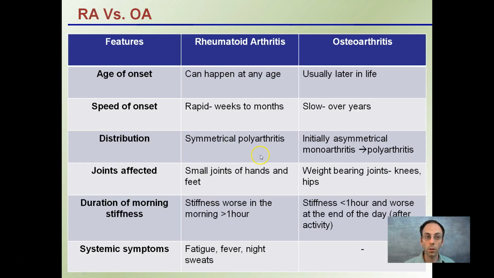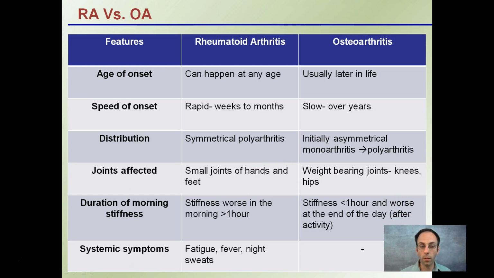Now comparing the two, rheumatoid to osteoarthritis, is a great chart that tries to put some of the features in a comparison. Age of onset, rheumatoid can happen at any age. Osteoarthritis usually later in life. Rheumatoid's a very rapid onset. Osteo is very slow, occurs over years. Again, because it's autoimmune, it can occur very quickly.